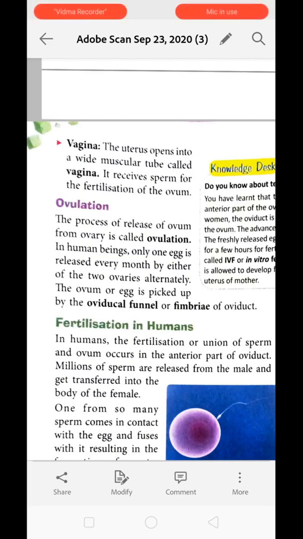The number is fixed since the baby is born. Okay, when the baby is born, the number of ovum that has to mature inside the baby's body has already been fixed over there. So the number is limited. The number of ovum that is going to mature inside the body is already limited. In human beings, only one egg is released every month by either of the two ovaries.